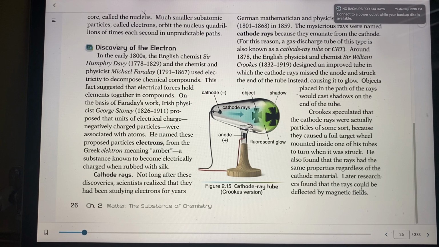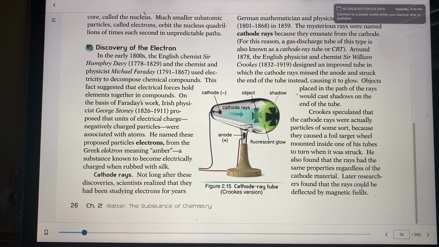In the early 1800s, we have Sir Humphrey Davy, who lived 1778 to 1829, and Michael Faraday, 1791 to 1867. They used electricity to decompose chemical compounds, so they knew something about these electrons. They knew there were electrical forces that would hold elements together, but they didn't know much else about them.